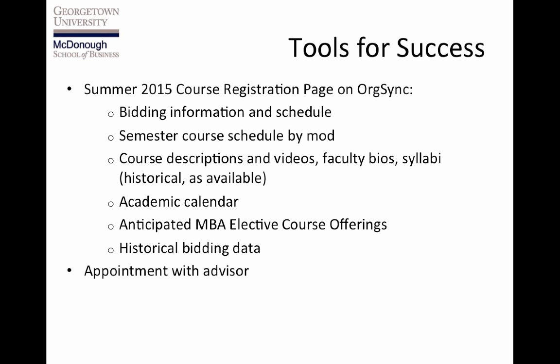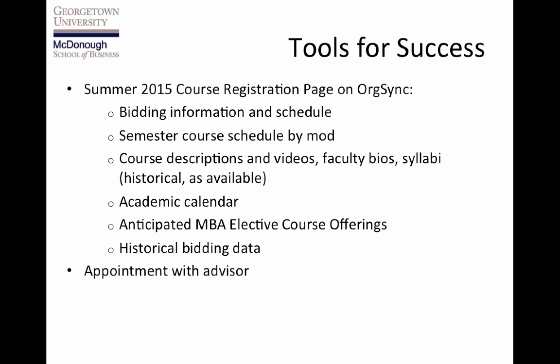I want to bring to your attention the tools for success that the program office provides around bidding and registration. The program office provides you with the resources you need to register successfully. If you look at the registration page of OrgSync that you've been emailed, you can see where all of this information is located. There we have the bidding information session and schedule, the semester course schedule by mod, and the course descriptions and videos. Many of our faculty have taken the time to make descriptive videos about their courses, so you can get a little taste of the course beyond the course description.